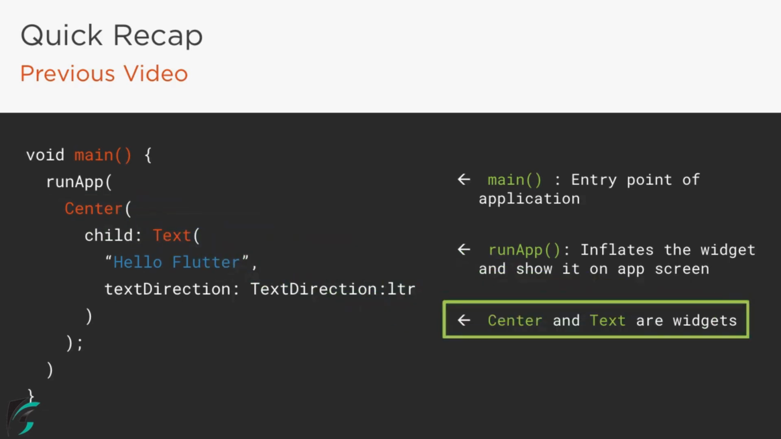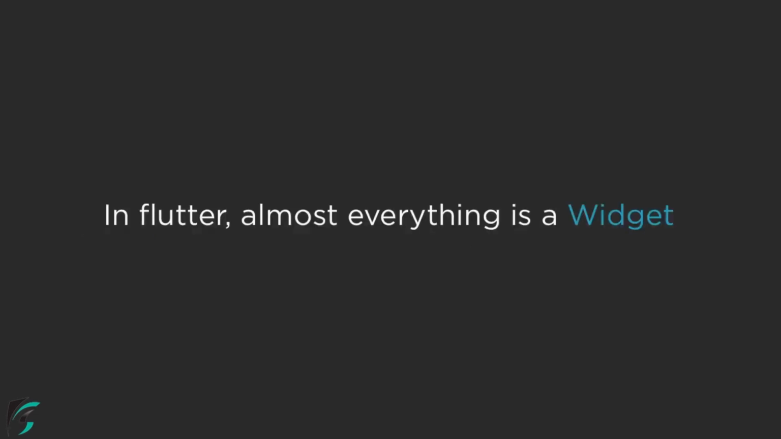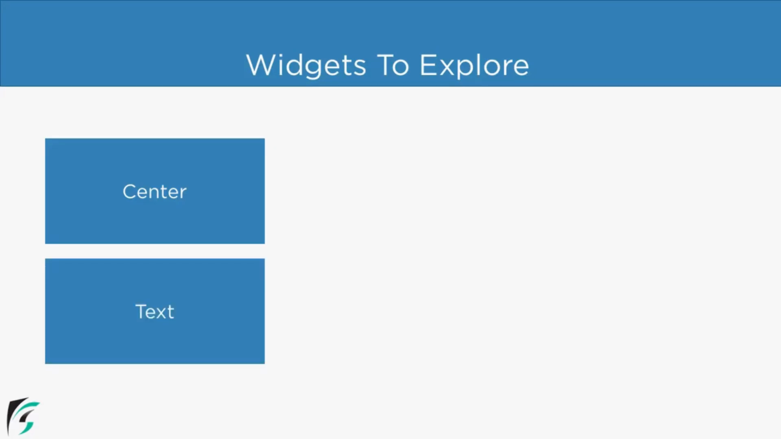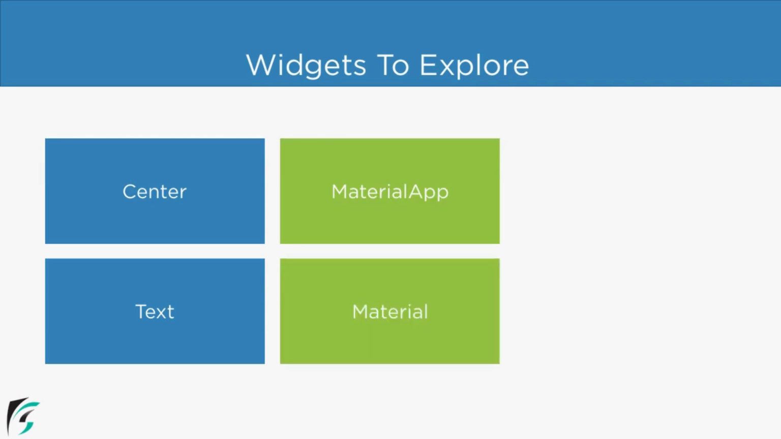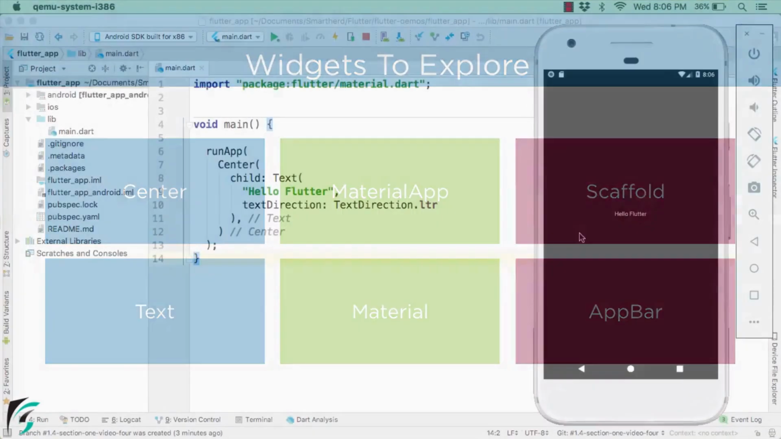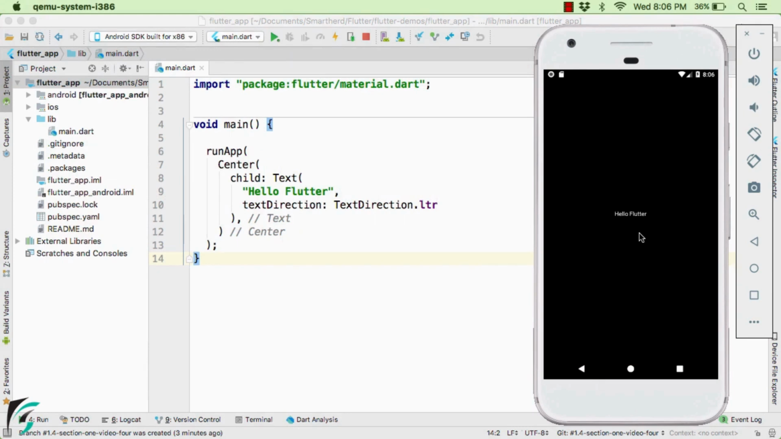These two, Center and Text, are basically the UI elements that are known as widgets in Flutter. In Flutter, whatever UI elements we see, almost all of them are widgets. So always remember that a Flutter application is mostly built of widgets. So far we have seen the Center and Text widgets. In this video let us explore further, such as the MaterialApp widget, Material widget, Scaffold widget, and also the AppBar widget. Currently our application looks like this.